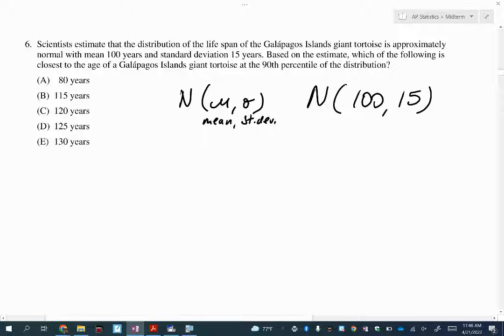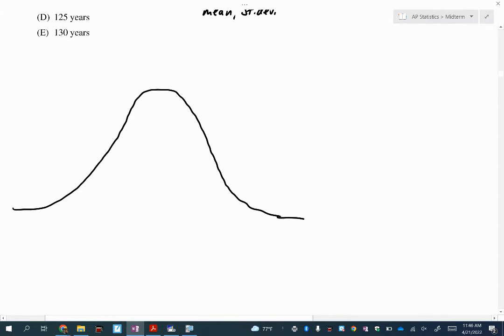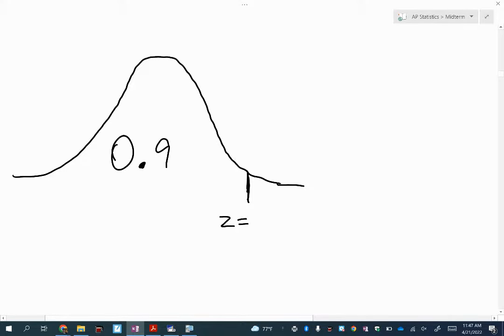Then it says, based on this model, which of the following is closest to the age of one of these turtles at the 90th percentile of the distribution? So this is actually asking you, do you know what a percentile means? All right, what did I just draw? A normal. Nice. Here's what the 90th percentile means. It means that you're up here, and what proportion or percentage of the turtles are below that one? 90%. So I'm going to find a z-score that's associated with that.